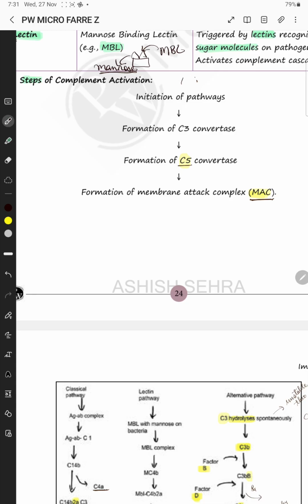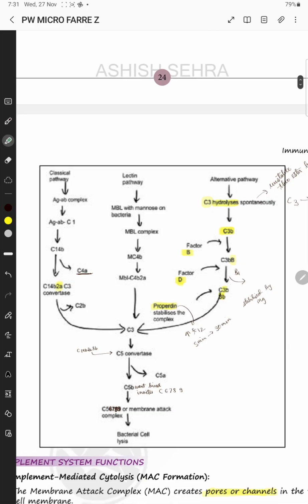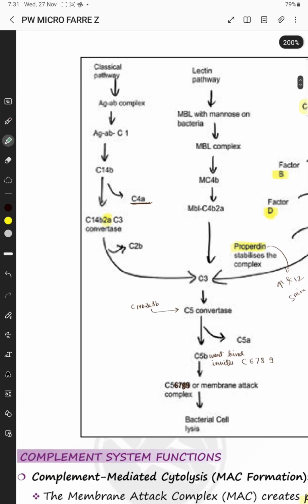First, because of the trigger, the pathway will be initiated. First, C3 convertase is formed, then C5 convertase is formed, and finally, membrane attack complex, that is MAC, is formed. This happens on all three pathways. Let's see in detail about these pathways.